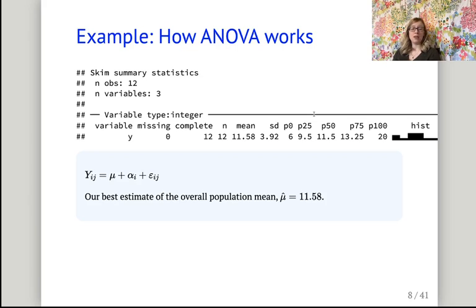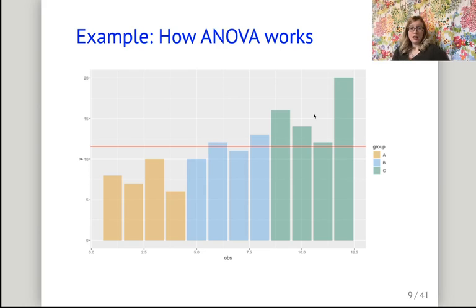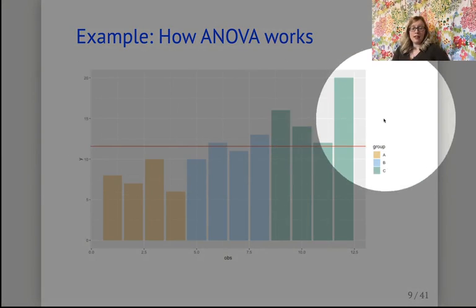The first thing we'll do with this ANOVA model is try to think about what the overall mean, or the grand mean mu, is going to look like. This is our best guess for the overall population mean. So I'm just going to take the average of all 12 observations to give me that grand mean mu. Our overall average is 11.6, roughly. Here I've drawn a line over that 11.6.